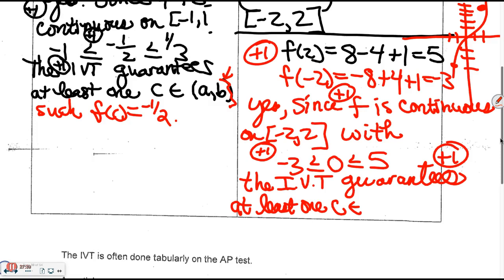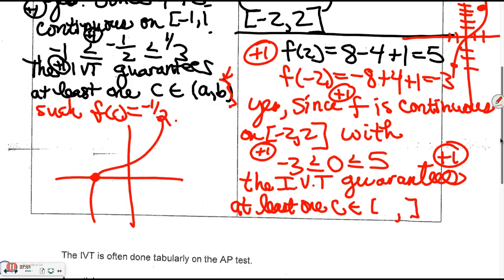What do you think? Charlie, what did you write? Where's that C? 0. That's what I'm trying to guarantee. So the C is the place on the x-axis between the interval in question where I get a 0. So C is always on the interval. So C's got to be somewhere between -2 and 2.